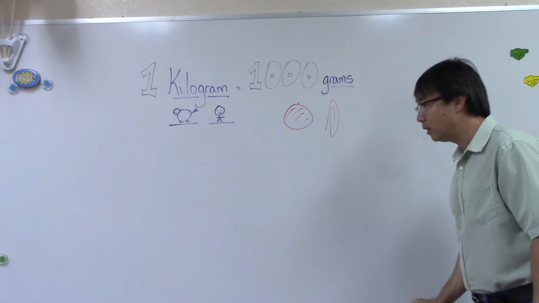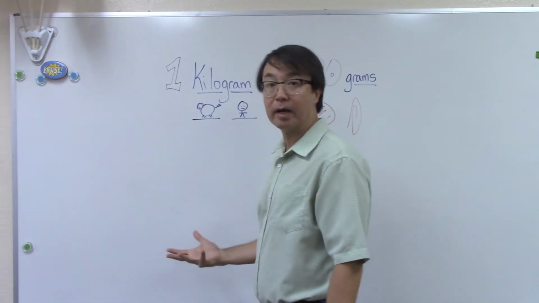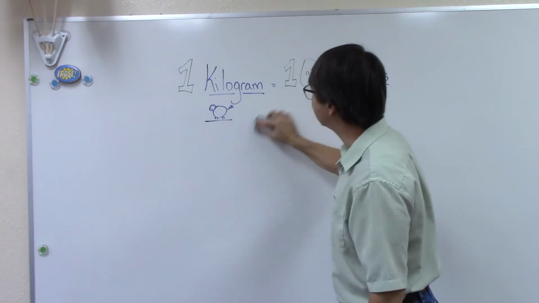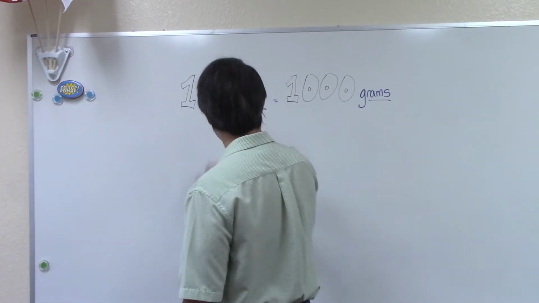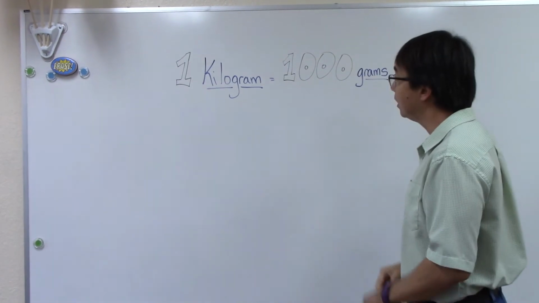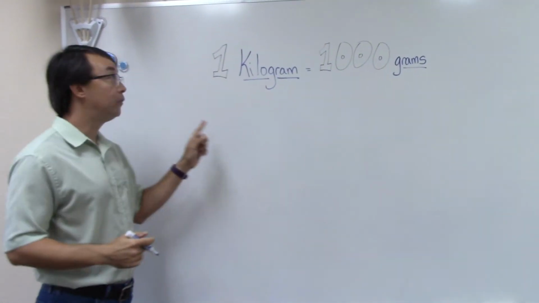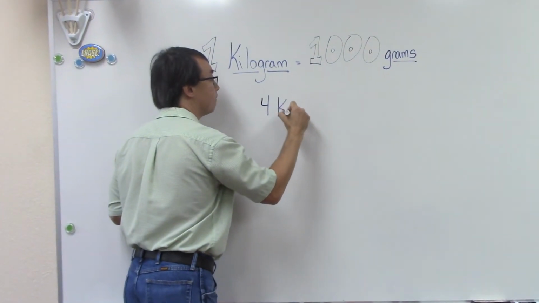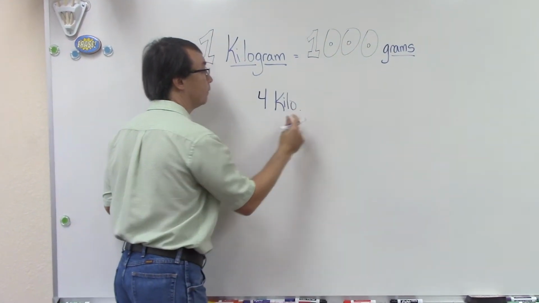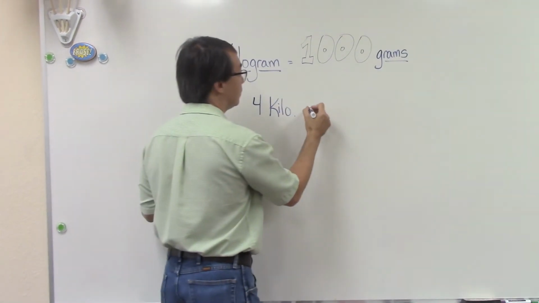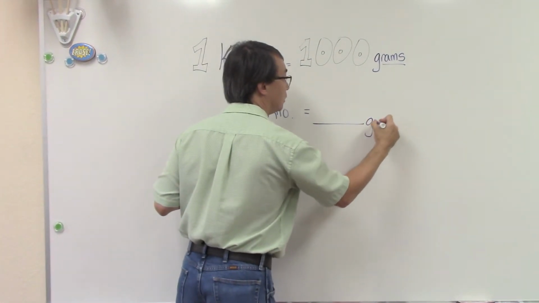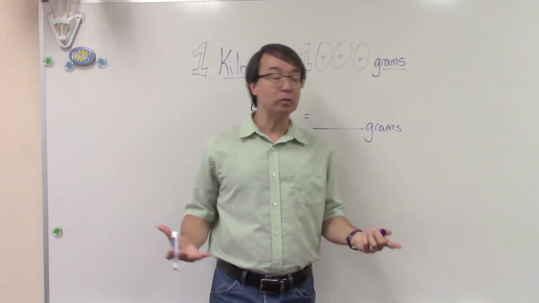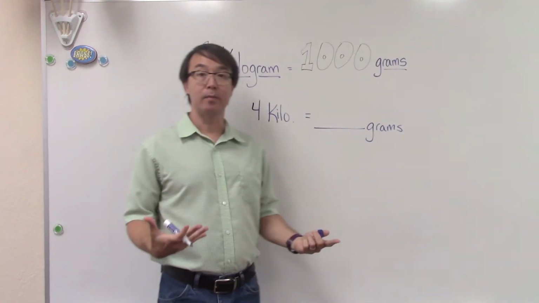Let me show you how we're going to convert kilograms and grams. Okay. So I'll erase my really bad pictures and say, what if you had 4 kilograms? If you had 4 kilograms equals how many grams? Right? How many grams would you need in 4 kilograms?